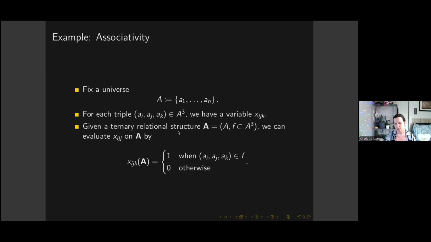And if we have some ternary relational structure, a set equipped with some ternary relation, which I'll also call little f, then we can evaluate x_ijk. So imagine if I actually had the annotation menu, I would rewrite that as x_ijk. We can evaluate that on the structure A in the same way. It's the indicator function of that specific triple, a_i, a_j, a_k, in the relation F.